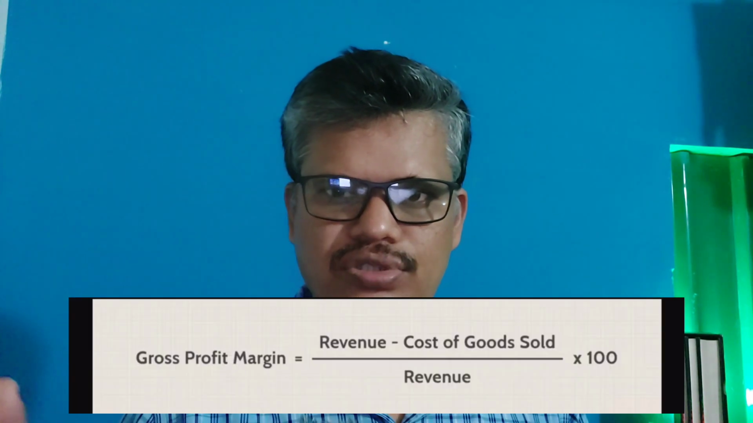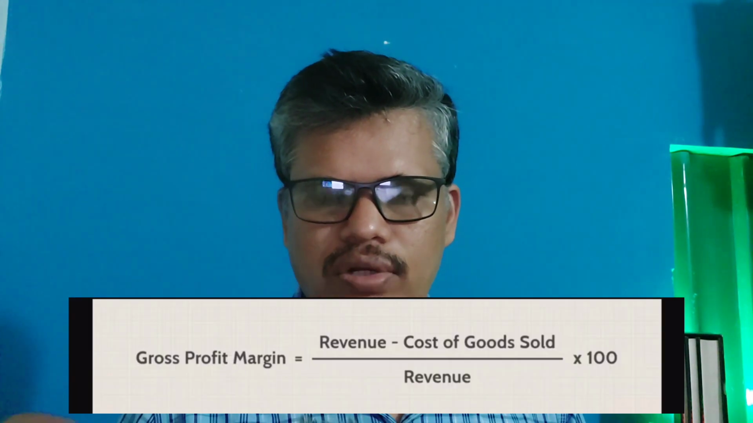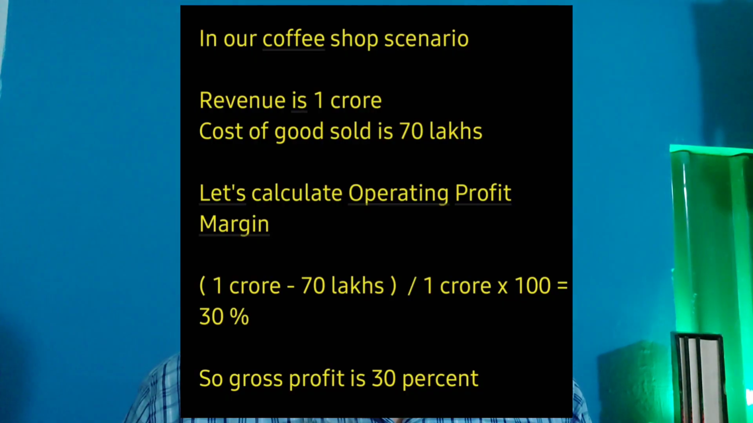Let's say they are selling a cup of coffee for 20 rupees. After they subtract the cost of making the coffee, assume it is 14 rupees, they are left with 6 rupees in their pocket. That is the gross profit margin. To calculate the gross profit margin, we use this formula: revenue minus cost of goods sold, shortly also called COGS, divided by revenue, and then multiply it by 100. In our example, the revenue is 1 crore and the expenses are 70 lakh, again divided by 1 crore and then multiplied by 100.